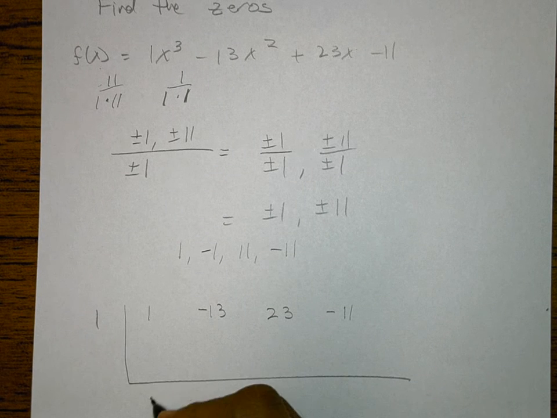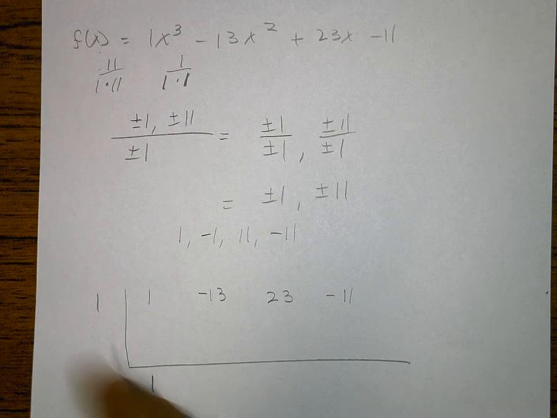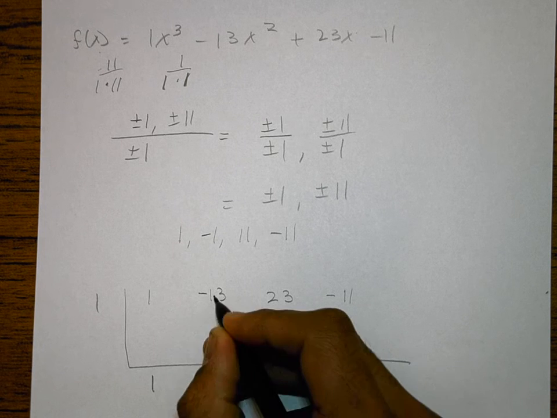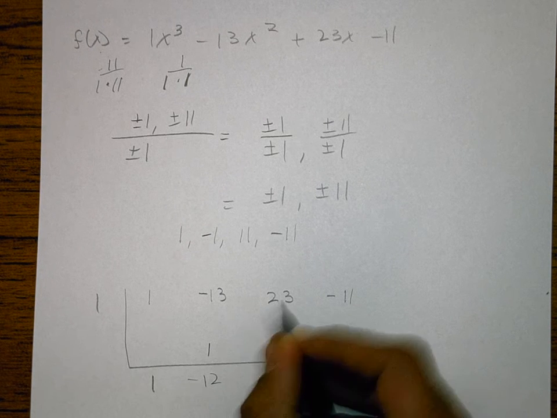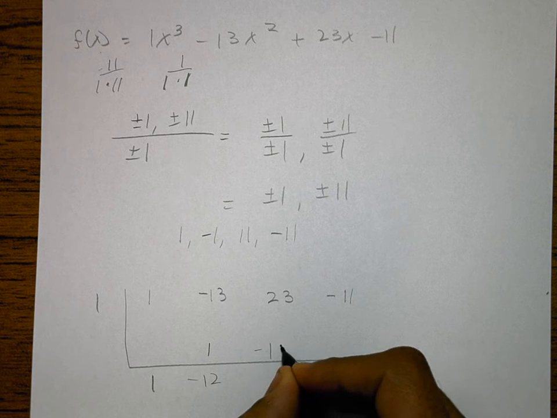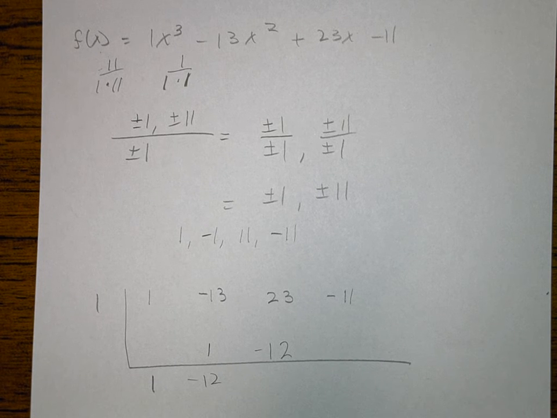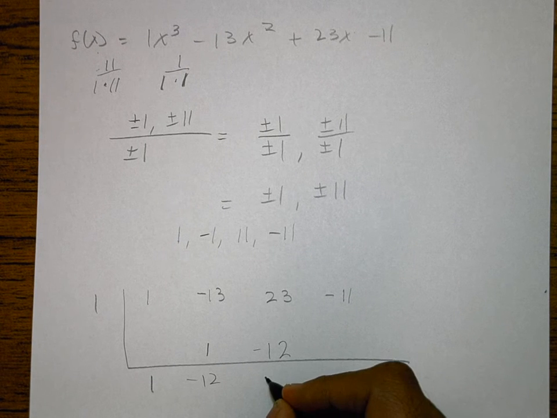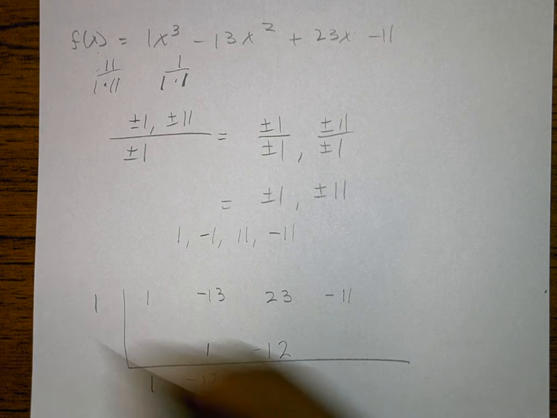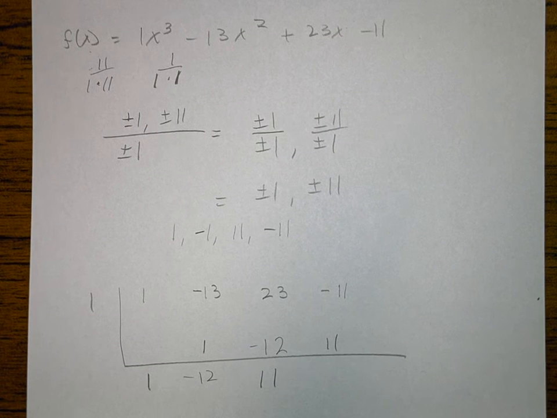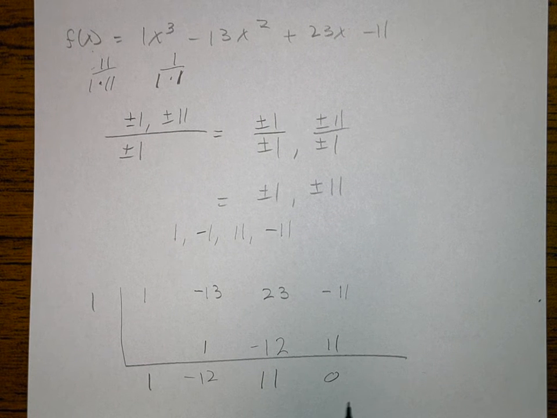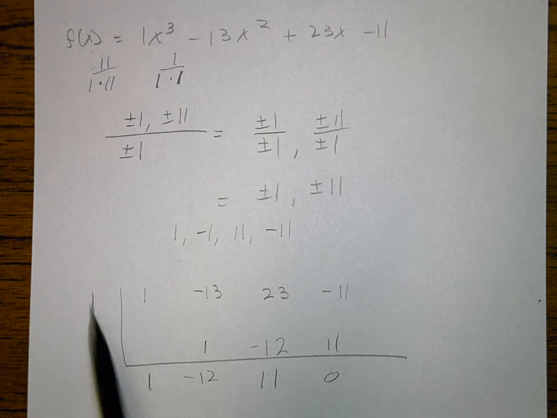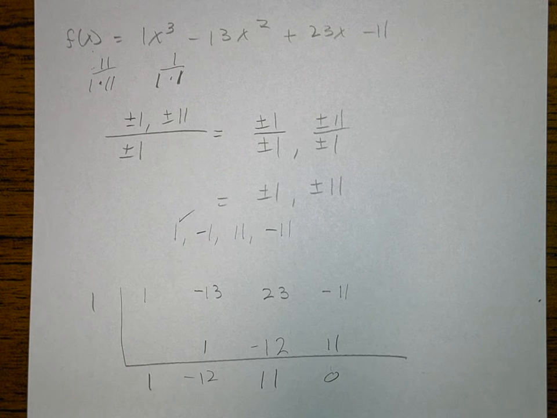Okay. So I bring down my first number, and I multiply here, and then I add this way, multiply again, and subtract down, and then multiply across again, and I get 0. So remember, if I have no remainder, that is a 0, and it does factor, so 1 is a root. So there's one root. Okay.